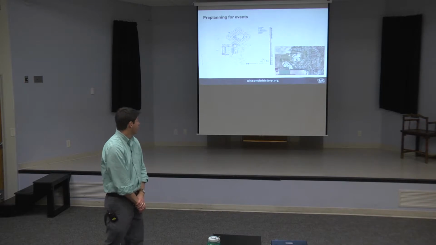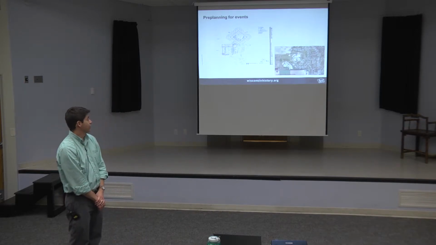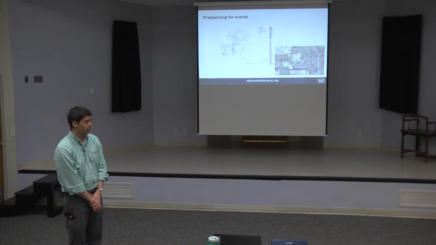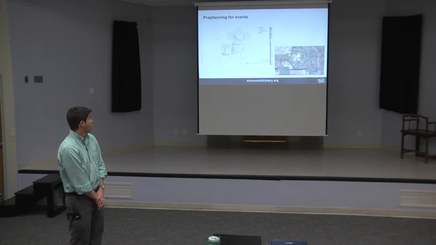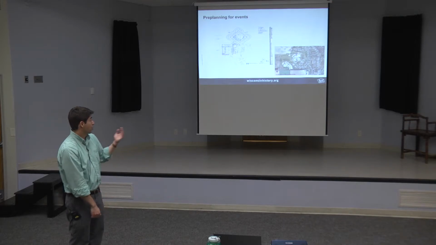We can use GIS for pre-planning of events. Unfortunately, there's been a spate of school shootings lately, and the police department wants to be ready for it. So the map on the bottom right is just an aerial photograph of an elementary school and a middle school that are right next to each other. This map can provide a lot of information to a first responder.